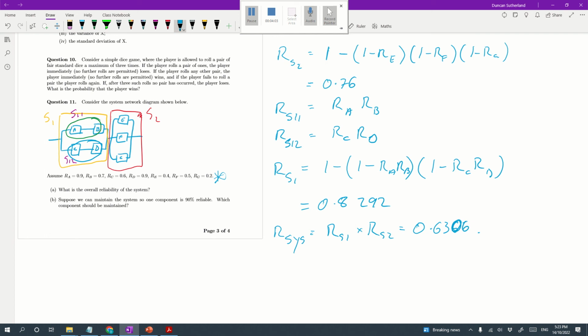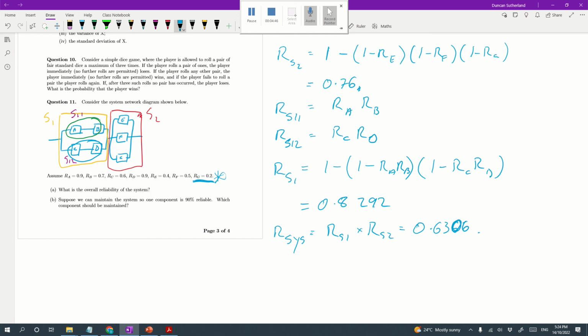Okay. The next question asks, what should we maintain if we want to improve the system reliability? So you usually maintain the least reliable component in the least reliable subsystem. So the least reliable subsystem is S2. The least reliable component in S2 is G. And indeed, this is the least reliable component overall, so it makes sense to maintain that component. So you maintain G.